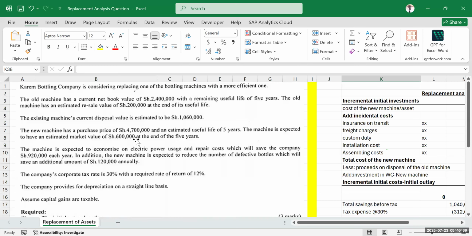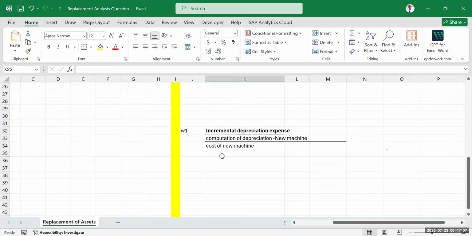So the purchase price of the new machine is given as 4.7 and the useful life is 5 years. And it is expected to have a scrap value of 600. So in computation of depreciation using the straight line method, we have to consider this information. We have to knock off the salvage value from the cost, and we divide by the useful life, we get the annual depreciation, the same way good members had mentioned in the chat area. Very good. So let's go ahead and do that.